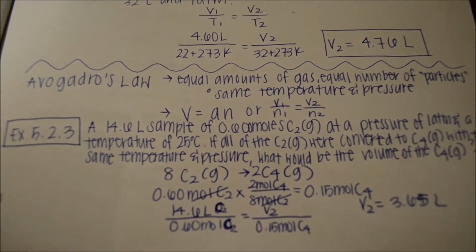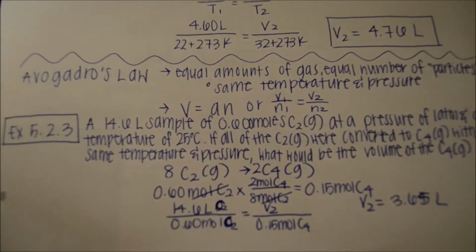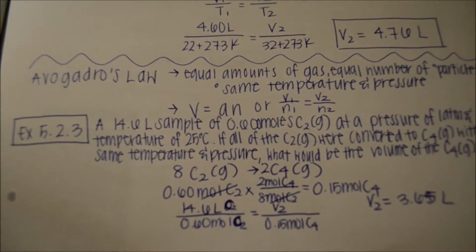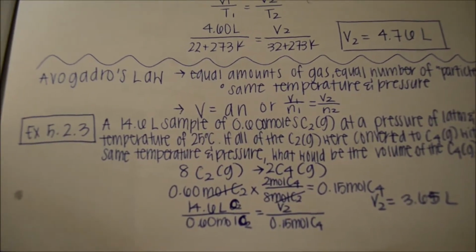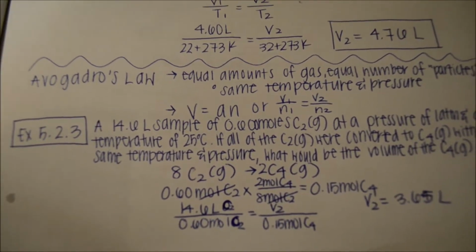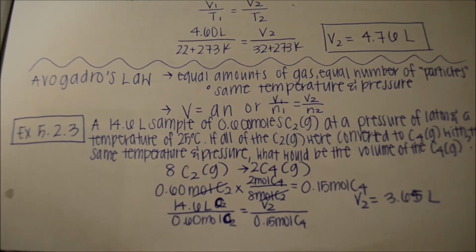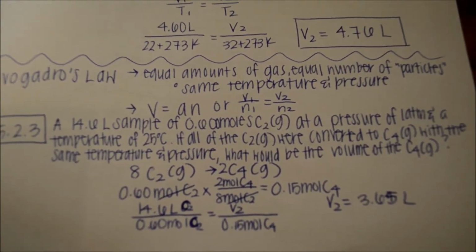Then you plug it into the equation. V1 over N1 equals V2 over N2, which gets you 14.6 liters of C2 over 0.600 moles of C2 equals V2, which is what you're trying to find, over 0.15 moles of C4. And after you plug it into the calculator, you'll find that V2 equals 3.65 liters.